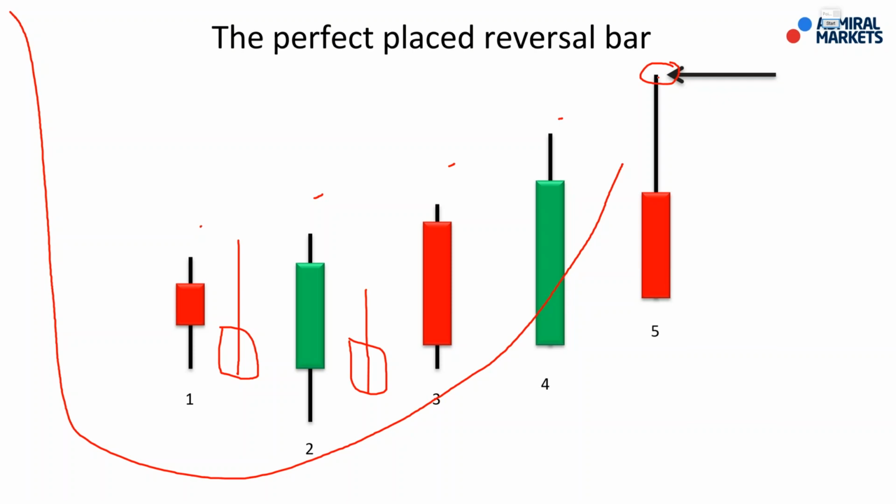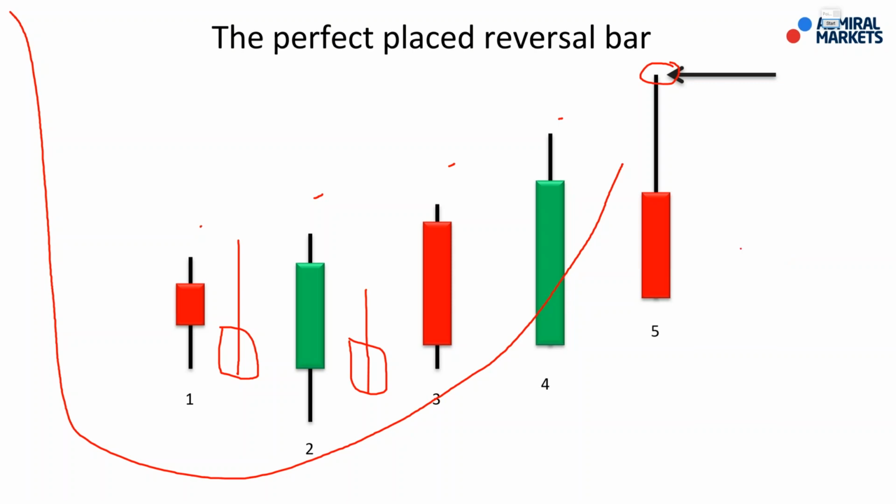This is the filter system by myself. It's a statistical system and it's the perfectly placed reversal bar. The highest high, or the lowest low in a long direction, within the last 5 candles. It's really important for our statistical system, for our setup we are talking about later.